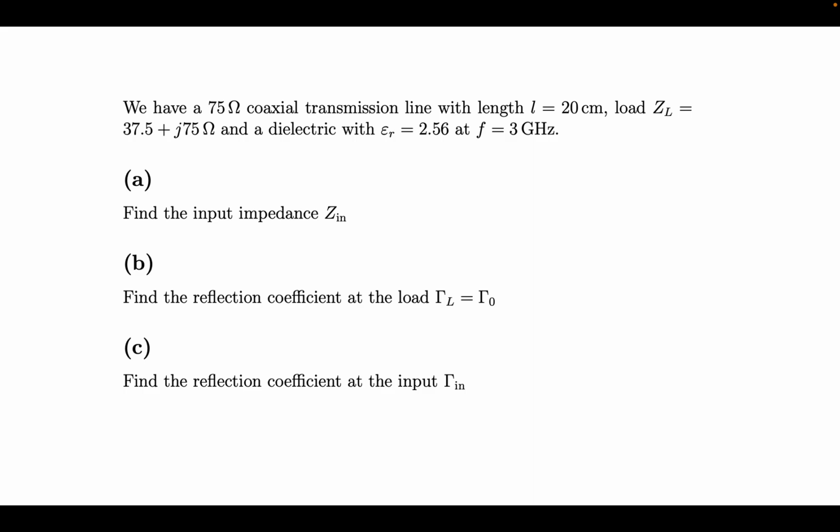Okay, so I think the question is clear. You have a transmission line with a 20 centimeter length, and the characteristic impedance of that line is 75 ohm, and at the end of it you have a load impedance which has both real and imaginary parts, and it also has some dielectric because it's a coaxial line, right? A coaxial line has a central as well as an outer conductor. Between the center conductor and the outside boundary there is some dielectric, which is basically Teflon, because Teflon has a dielectric constant of around 2.56 at 3 gigahertz. So now you need to find the input impedance, and the reflection coefficients at L equal to 20 centimeters and at L equal to 0.